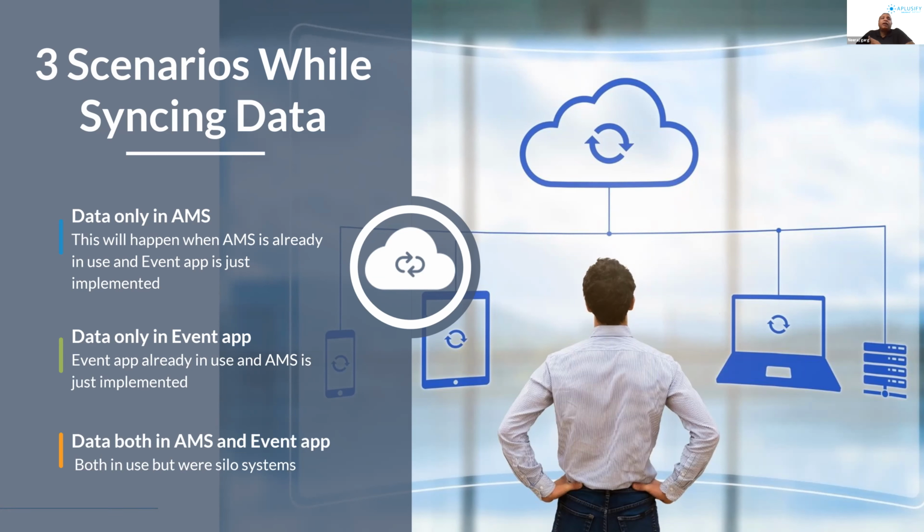And if it's a one-way sync, are we talking about data only in the AMS, or data only in the event app? Most of the confusion lies here, and we have seen a lot of mistakes happening there, where people don't realize what they are syncing and things fall apart.